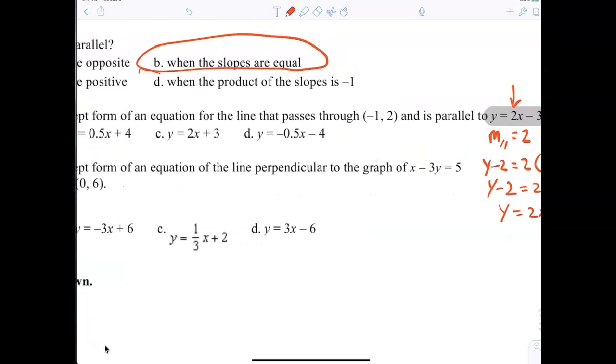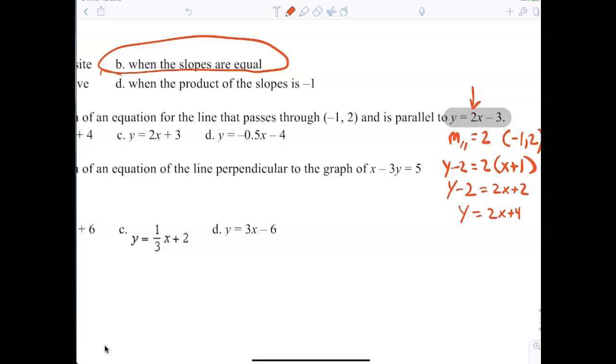Okay, now you have to remember about perpendicular. Perpendicular lines, what's true about their slopes? Opposite reciprocals, right? On the one before that, if it was going to be point slope, would it be y minus 2 equals 2x plus 2? No. Point slope would be just this. You would just leave it like that.